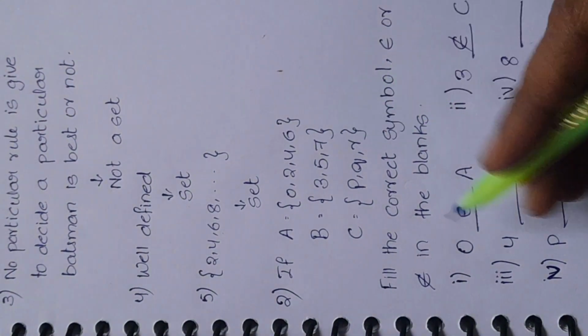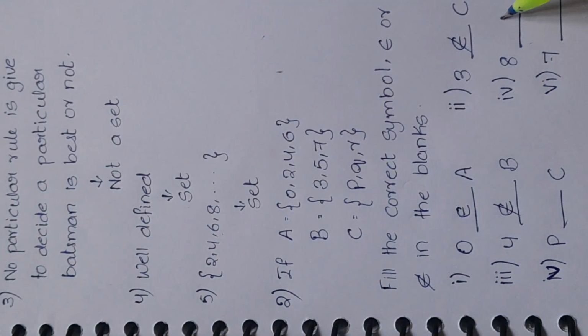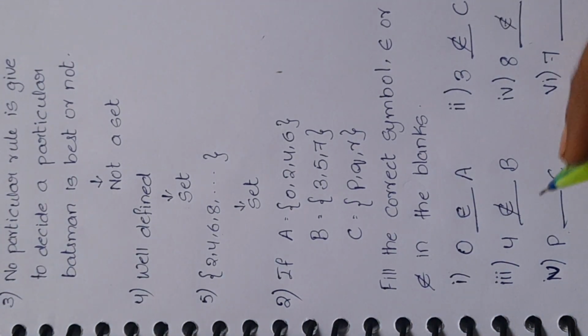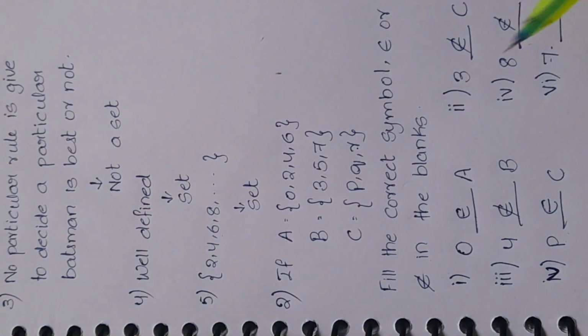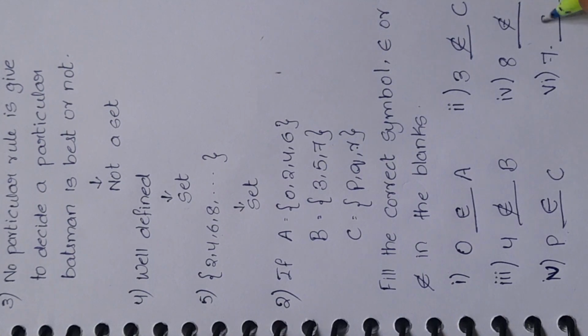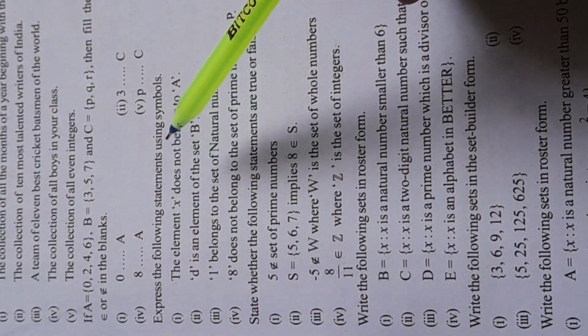4 is not there in set B. So does not belong to. Fourth one is 8 is not there in set A. So does not belong to. P belongs to C because p is present in the set C. 7 is also present in set B. So belongs to.